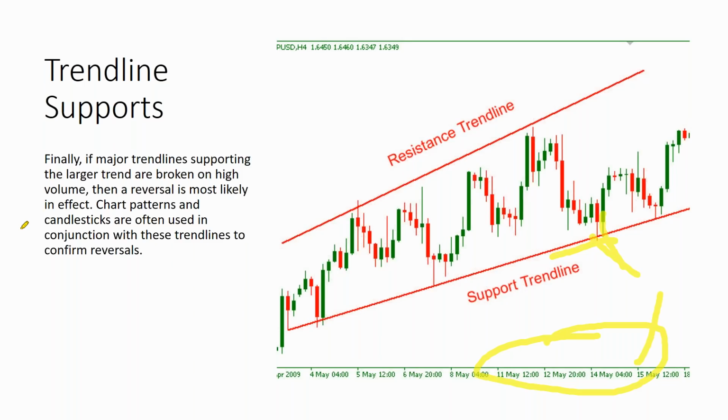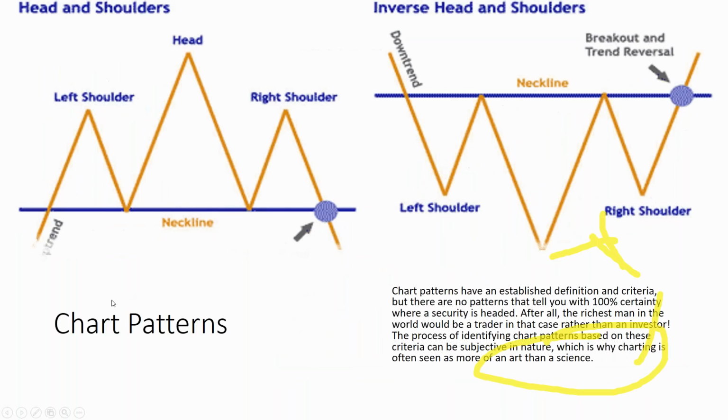So we can combine the trend line, support and resistance lines, and Fibonacci all on one chart. And I'll show you that in a minute. And then we can also use chart patterns. Chart patterns have an established definition and criteria, but there are no chart patterns that tell us with 100% certainty where a security is headed. After all, the richest man in the world would be a trader in that case, rather than an investor. The process of identifying chart patterns based on this criteria can be subjective in nature, which is why charting is often seen as more of an art than a science.